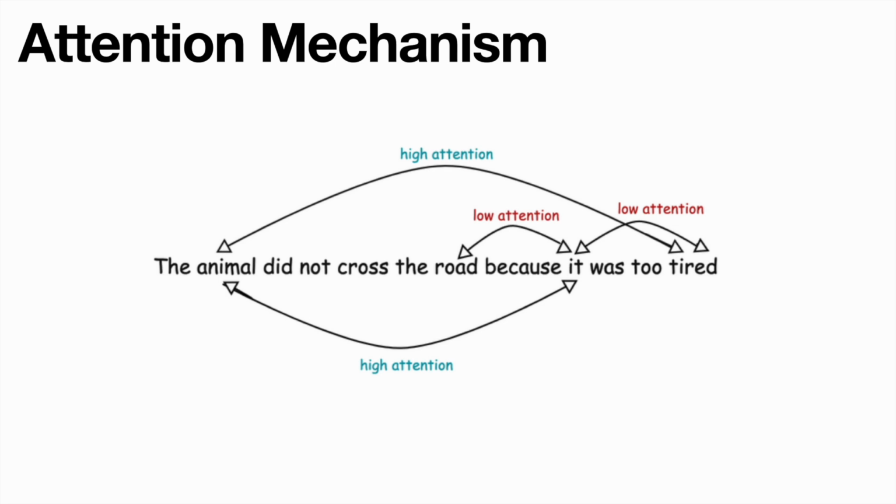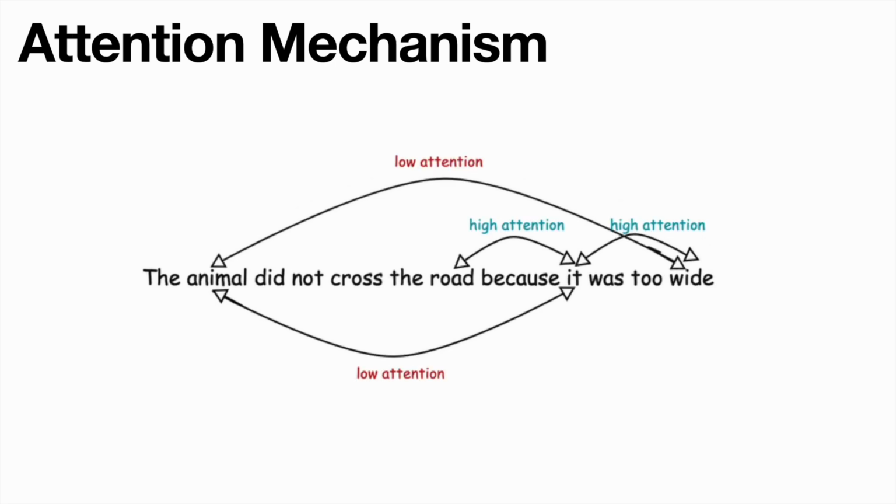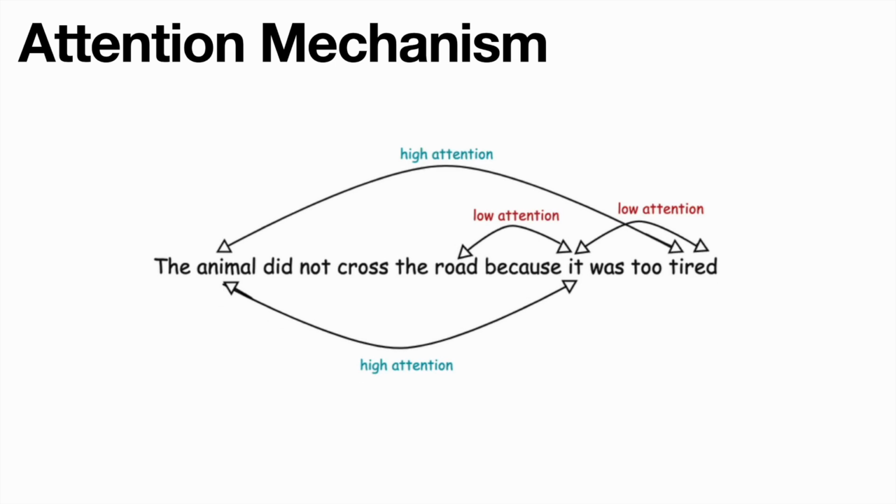I'll just give two example sentences here. One is: the animal didn't cross the road because it was too tired. And the second one is: the animal didn't cross the road because it was too wide. If you see in the first sentence, "it was too tired", here "it" means the animal, right? Because the animal can be tired, the road cannot be tired, right?